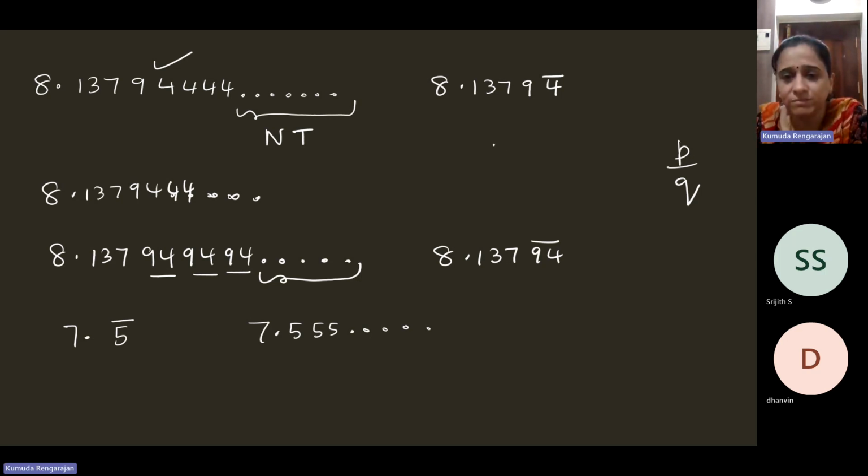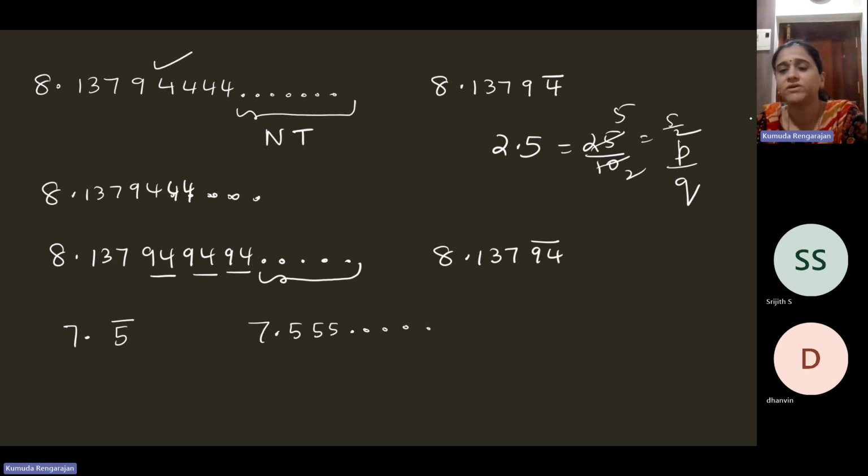To take a simple example, 2.5 is a terminating decimal, and you can write it as 25 by 10. You know it very well. 2.5 is 25 by 10. And what's 25 by 10? 5 fives are 25, 5 twos are 10, so it's 5 by 2. The P by Q form of 2.5 is 5 by 2. When you divide 5 by 2, the quotient is 2.5.